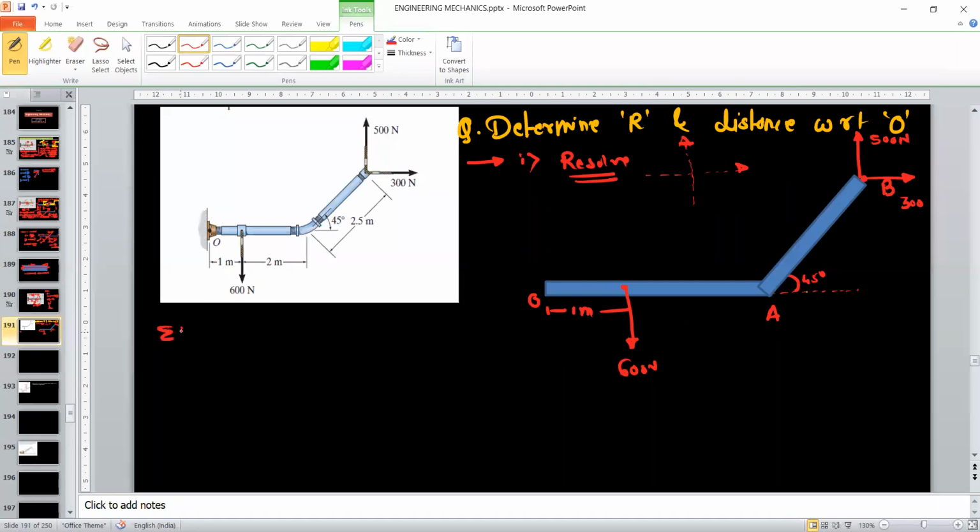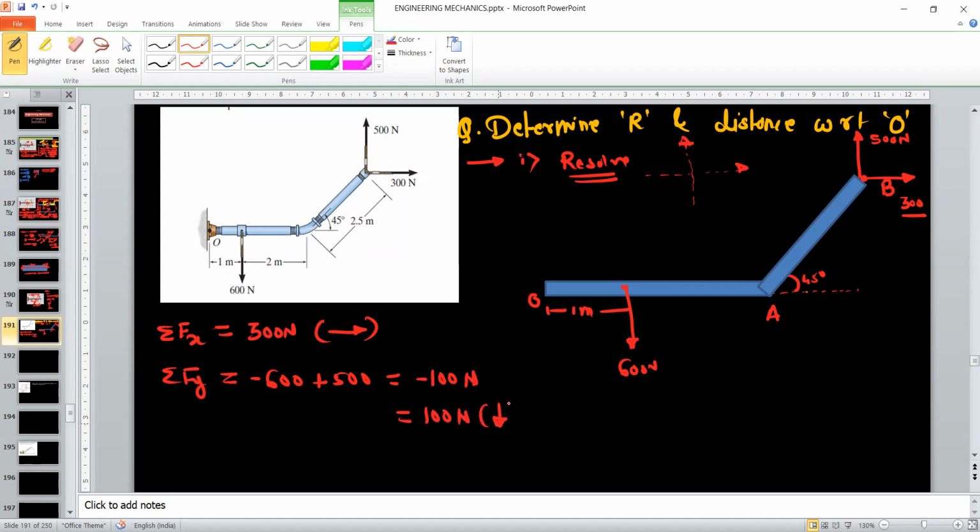So for the resultant, just take summation Fx. For the summation Fx, 300 Newton is the only force in the x direction and it is on the positive side. So you will get 300 Newton. So this is the summation Fx towards positive x direction. Then take summation Fy. For summation Fy, 600 in the downward direction, so it is minus 600, 500 in the positive y direction, so this is plus 500. So this is equal to minus 100 Newton. And it means 100 Newton in the downward direction, that is the negative y direction. So this is your summation Fy.